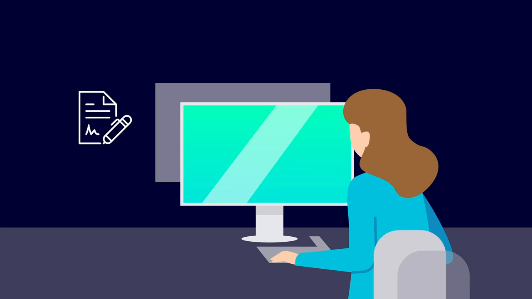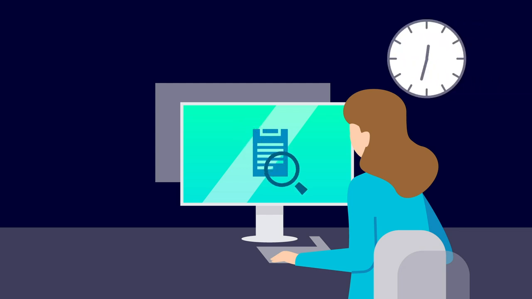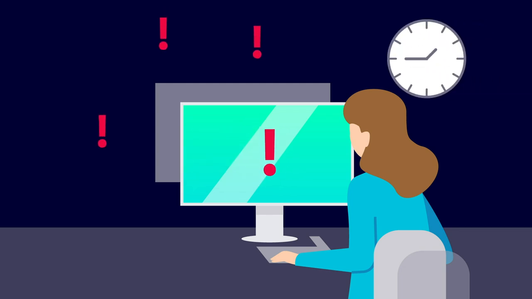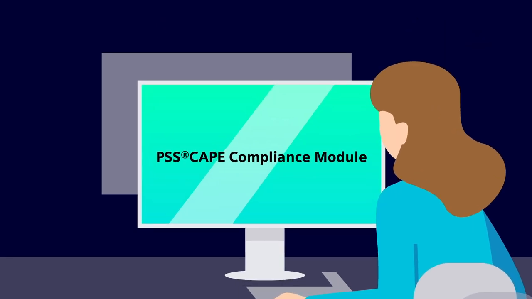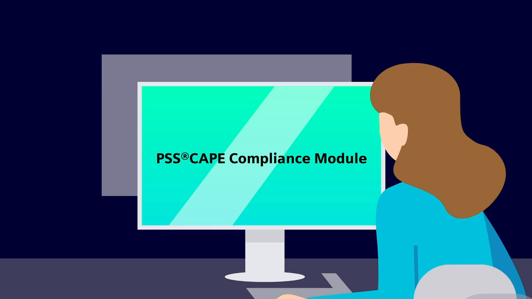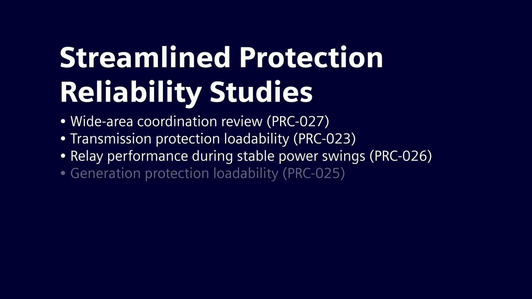Traditionally, protection engineers manually prepare, gather, analyze, and maintain the protection reliability study data. The process can be time-consuming and error-prone, but it doesn't have to be. The PSS CAPE compliance module from Siemens helps to streamline a number of protection reliability studies.